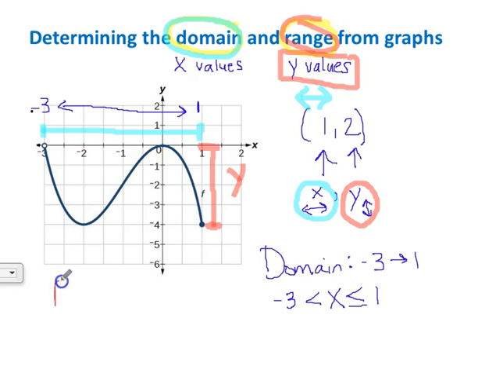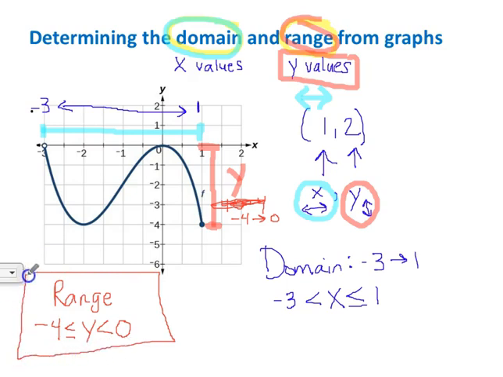So the range, the smallest value we can have, it looks like, is at -4, and it's a closed circle, so the y value would have to be greater than or equal to -4. And then we've got that open circle here, so it's going to be less than 0. So we're going from -4 to 0. And the correct way to write this is with an inequality. We would describe the range with an inequality of our possible y values.